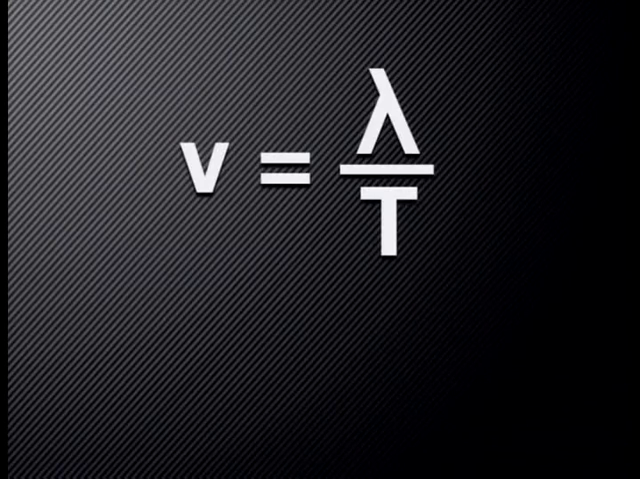Remember, these two quantities can be used to calculate the wave speed by using the equation v equals lambda divided by period. So we can conclude that the speed of the pulse does not change during reflection. But there's another very important thing to notice.